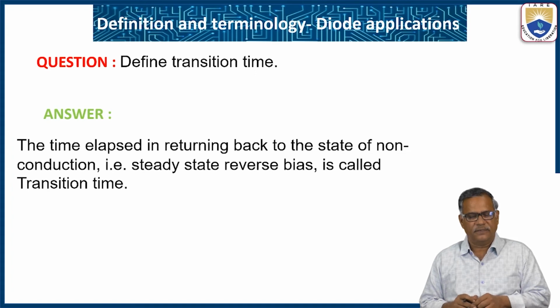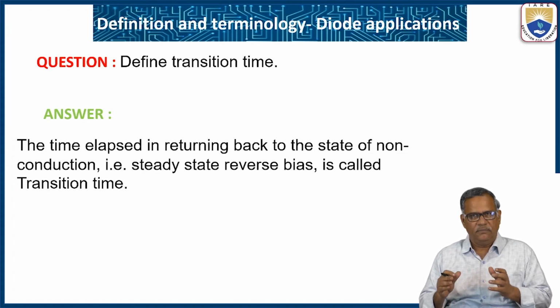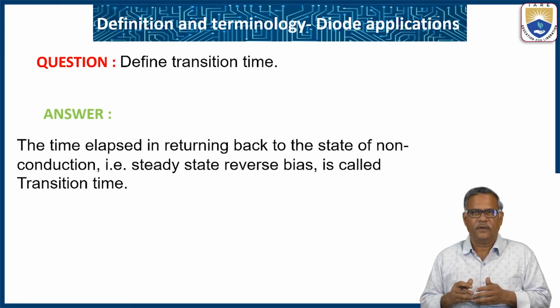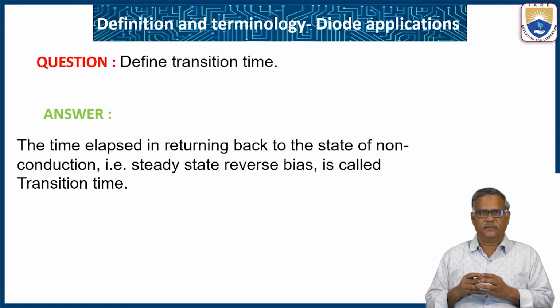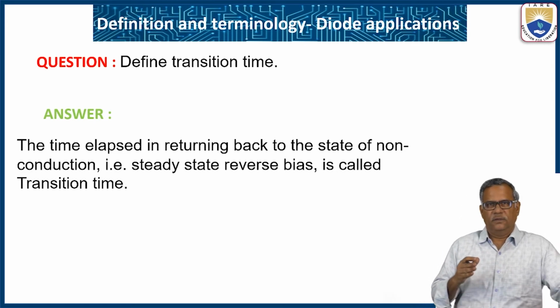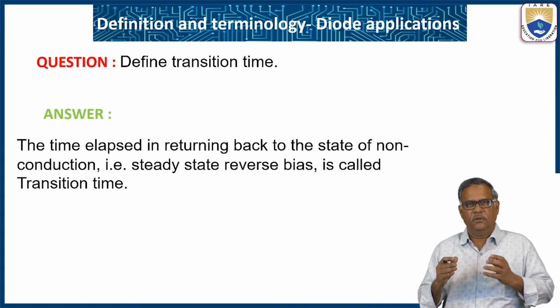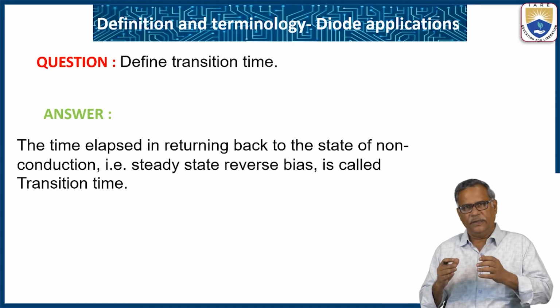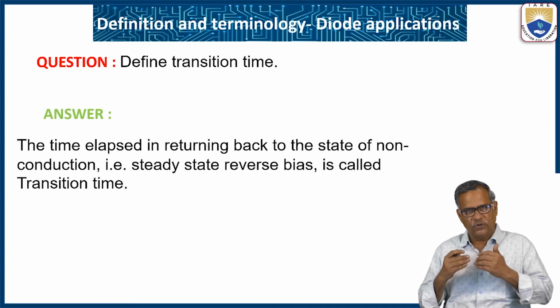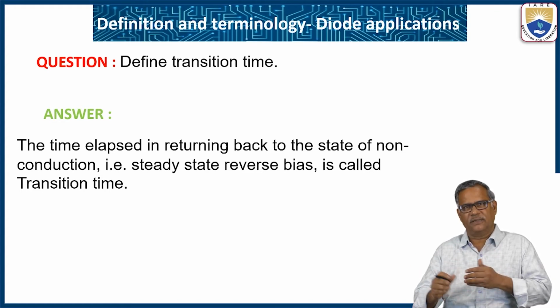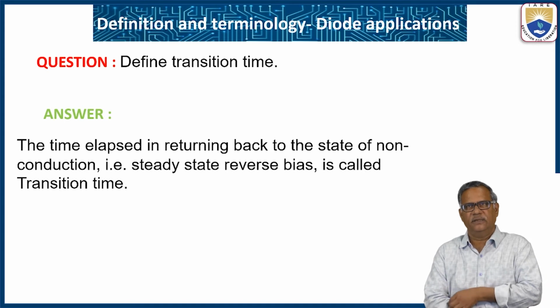Define the transition time. The time that is elapsed in returning back to the state of non-conduction, that is steady state reverse bias, is called the transition time. So it is the time taken for the component to change from one state to another state. That is the transition time.